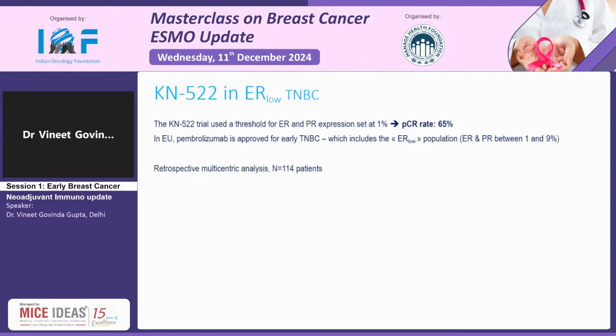So in India, what will happen is, suppose you come to the OPD, somebody is there who has got ER positive 5%, PR negative, and HER2 negative. You are afraid to give them pembrolizumab, but you are also not sure whether you should give them hormone therapy or treat them like TNBC, and many times you don't even give them carboplatin. So they are kind of orphan at both sides. So this is a retrospective analysis of these patients.